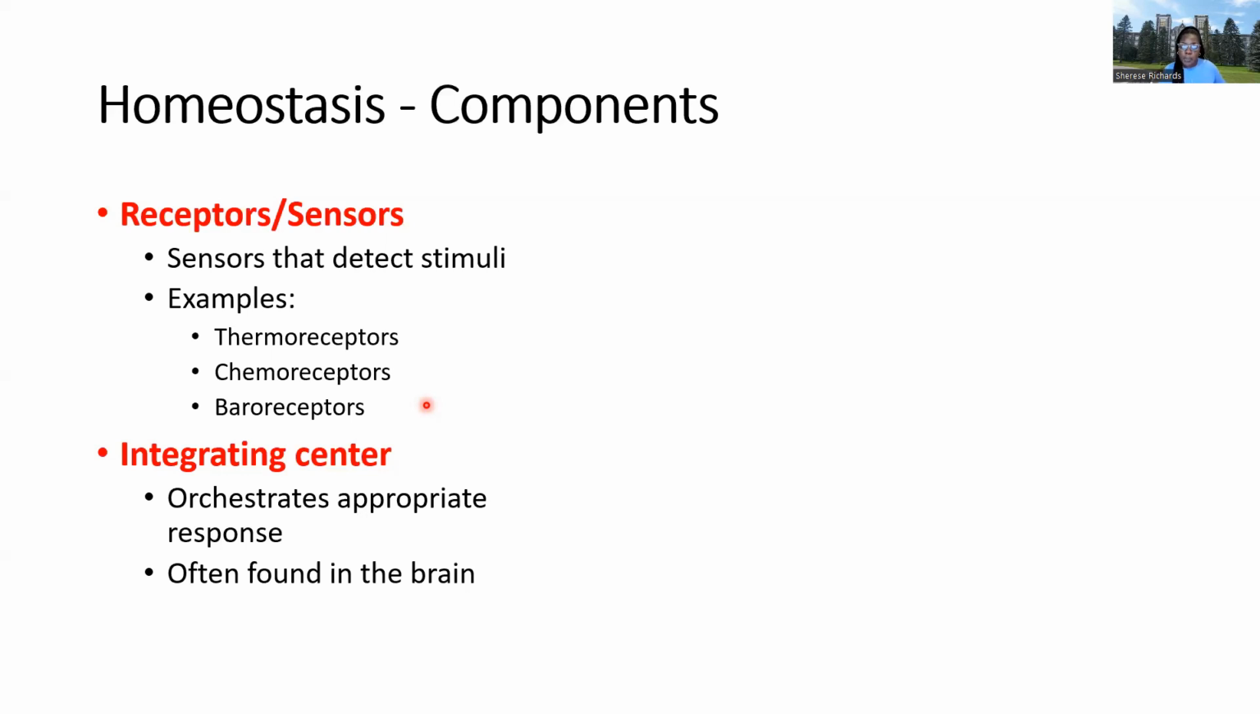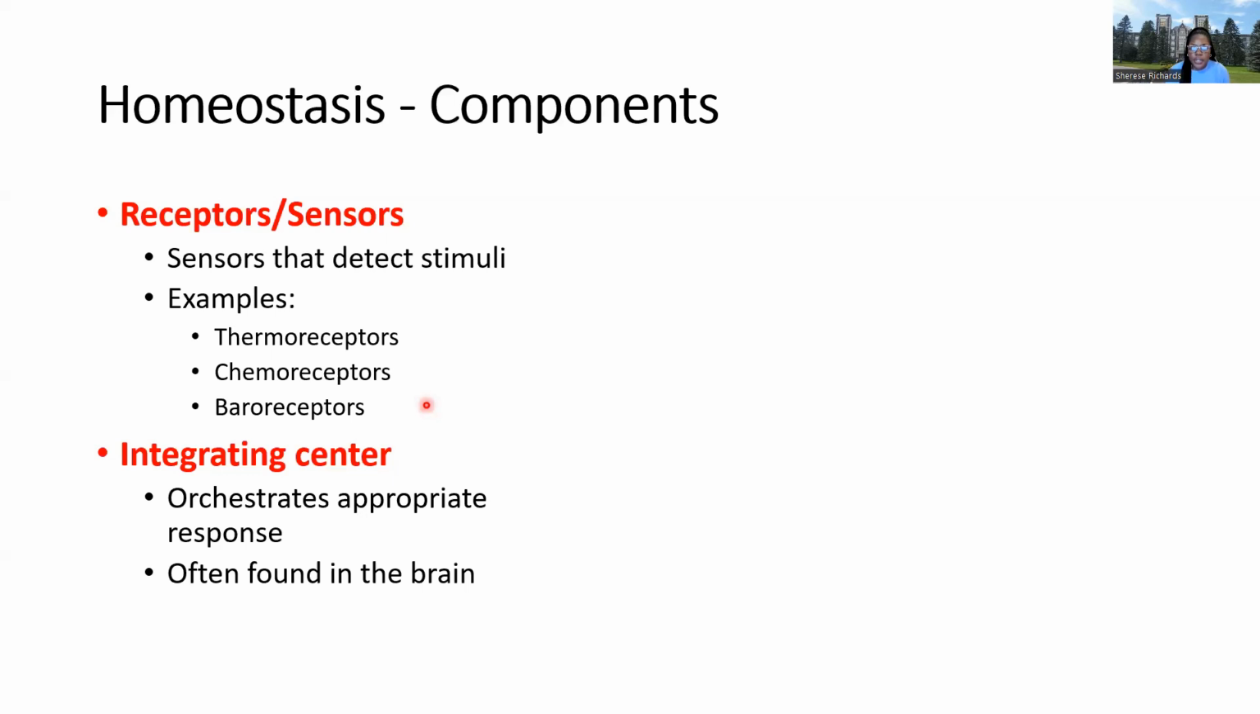If blood pressure drops, there's less of a physical pressure on these receptors, and those will be detected and sent to the brain. If blood pressure is too high, baroreceptors would also detect that increase in pressure and would send those signals to the brain as well. So different types of receptors or sensors will detect different types of stimuli or different changes to our variables.